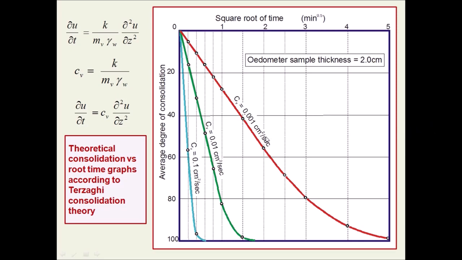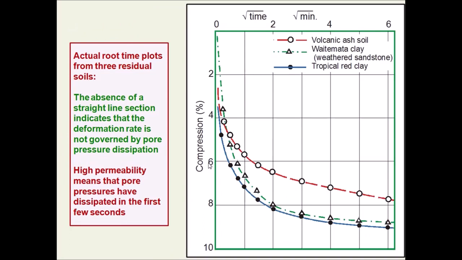This just shows the theoretical graphs you should get from an odometer test with a sample thickness of 2 centimeters and porous stones above and below. And these are the values of the cv value with factors of 10 in between them. For many residual soils, you're likely to get behavior like this. One is volcanic ash clay, one is our Auckland clay, and one is tropical red clay. So the rate of consolidation or compression is extremely rapid.